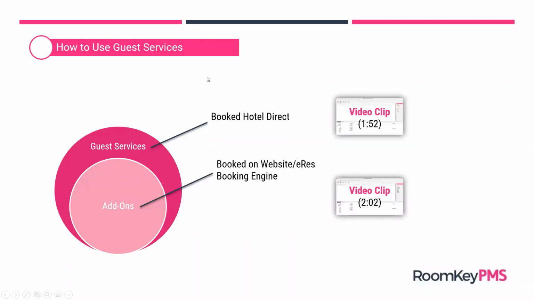So we've seen not only how to create a guest service, but now how to add it to your eRes booking engine, so you can give the option for the guest to add it on to a booking while they go through that booking process. Now I'm going to open up RoomKey once again and show you some of the benefits of using an existing transaction code and creating these guest services for your database.